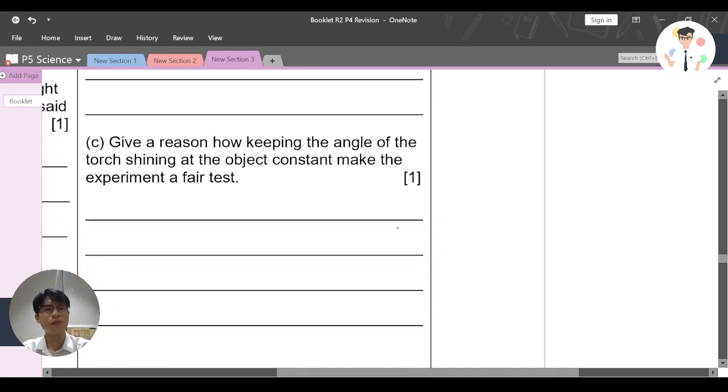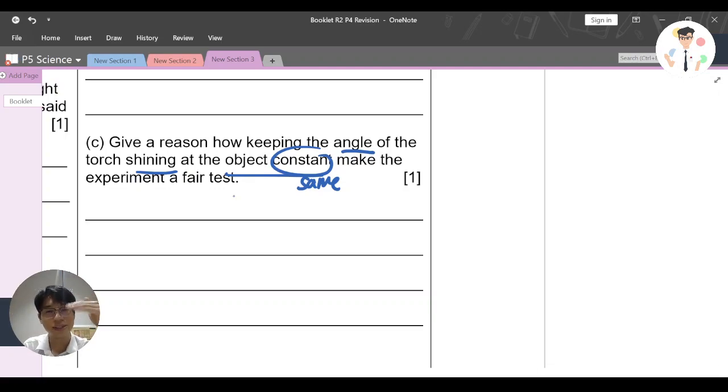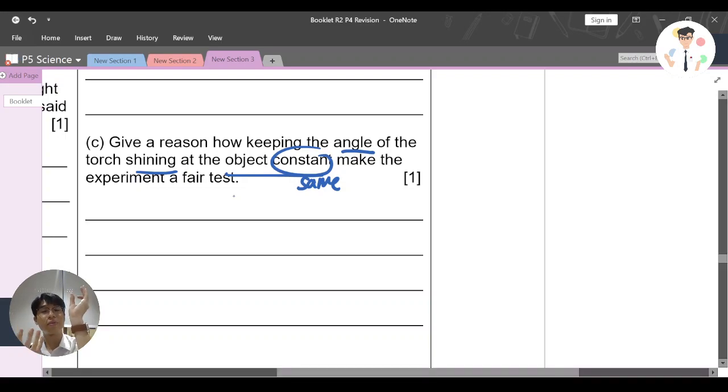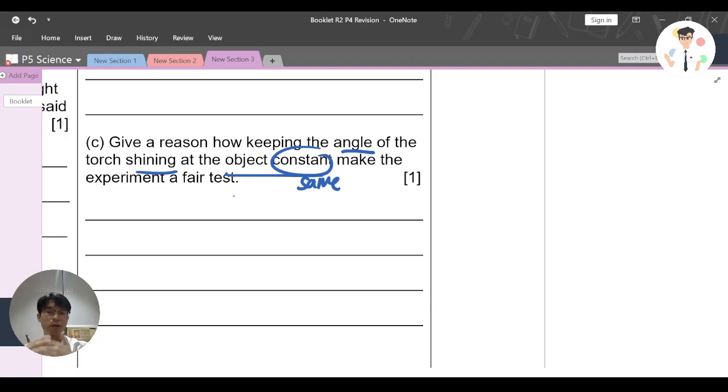Now C, give a reason how keeping the angle of the torch shining at the object constant makes the experiment a fair test. Why do we need to make sure the angles are the same? Because by setting the angle the same, we can make sure the object receives the same amount of light. If I do like this, then I turn the angle to be like this, do you think the object receives the same amount of light? No, right? And when they are not receiving the same amount of light, this creates a problem.